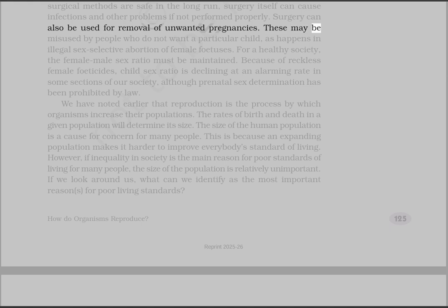These may be misused by people who do not want a particular child, as happens in illegal sex-selective abortion of female foetuses. For a healthy society, the female-male sex ratio must be maintained. Because of reckless female feticides, the child-sex ratio is declining at an alarming rate in some sections of our society, although prenatal sex determination has been prohibited by law.